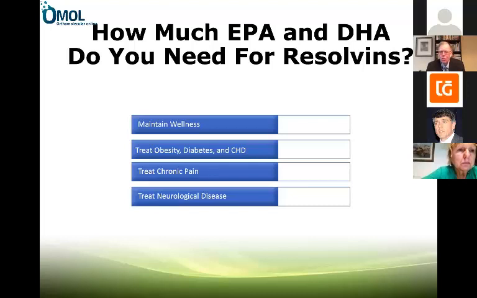So the question we want to ask is how much EPA and DHA, the omega-3 fatty acids, do we need to take on a daily basis to make adequate levels of resolvins? The answer is, it depends. It depends how much inflammation you already have in the body.